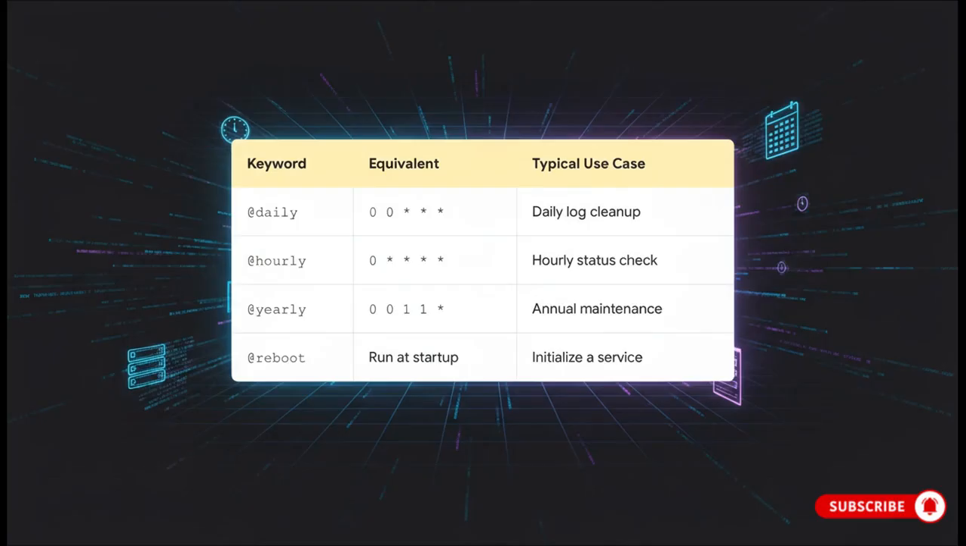And check this out. To make life even easier, Crontab has these fantastic shortcuts built right in. Instead of trying to remember the 0 0 syntax for midnight, you can just write @daily. It makes your Crontab file so much easier to read. And @reboot is a real game changer. It lets you run any command or script automatically every time the system starts up.